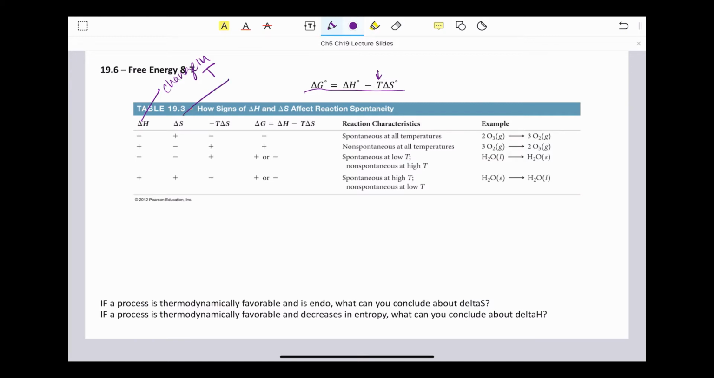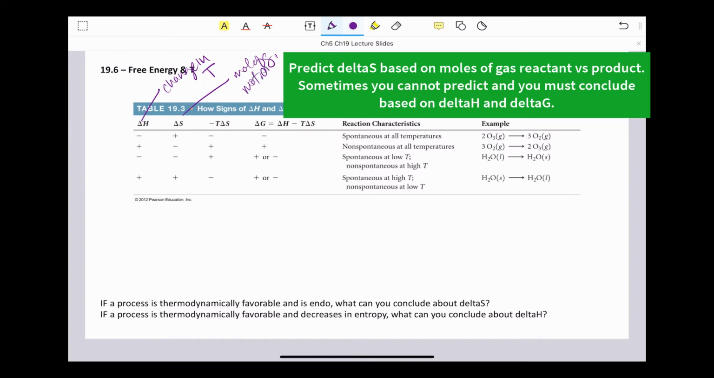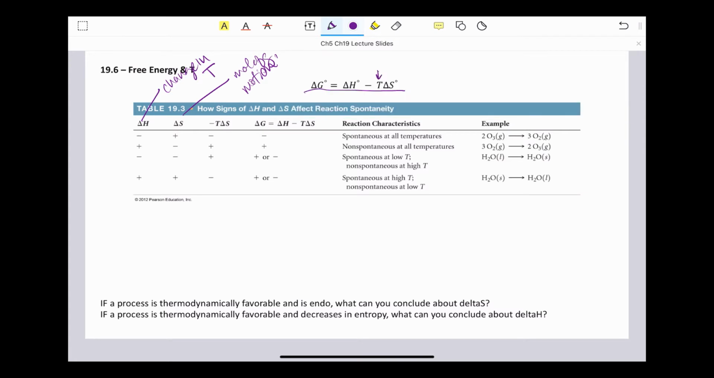Delta S is not so much an observational thing, because it's not something we can just measure with a thermometer. But for delta S, we can do all that same analysis we did before, like moles of gas, which would be the primary way to go, or just motion in general. And don't forget that all of this is about a process, so most often we are talking about some reactant and some product.